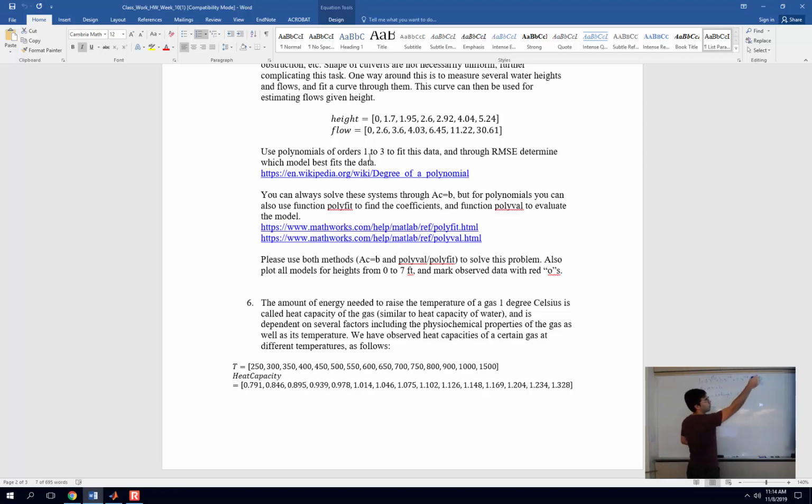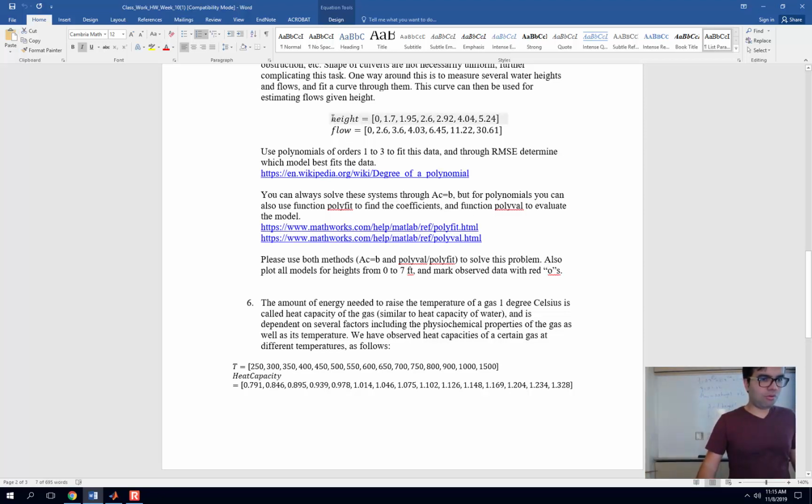Just copy and paste that height and flow into MATLAB. A is equal to height prime and ones of length of height, comma 1. And B is equal to flow prime. And then the unknowns will be A backslash B. This is simple.